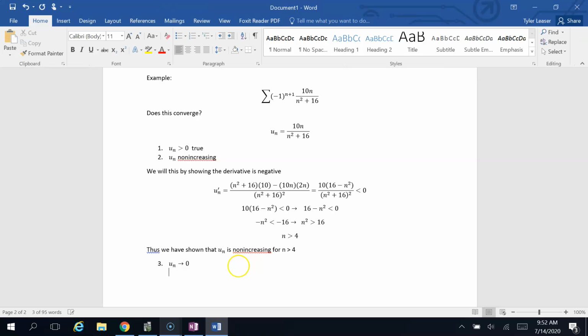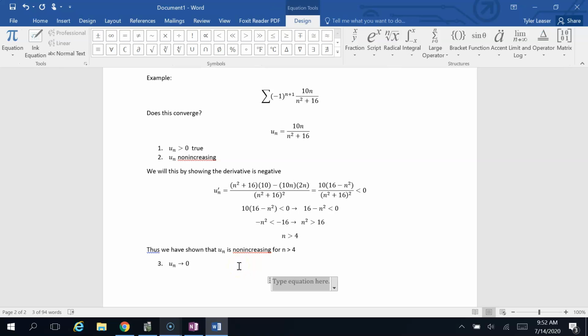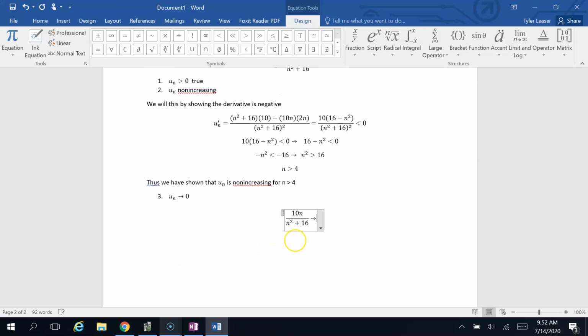So let's look at my use of n's. The use of n's, don't forget, was 10n over n squared plus 16. And we want to take the limit of this as n goes to infinity. And I hope it's pretty easy to see. You can think about horizontal asymptote stuff. I have this n squared in the bottom and then a 10n up top.